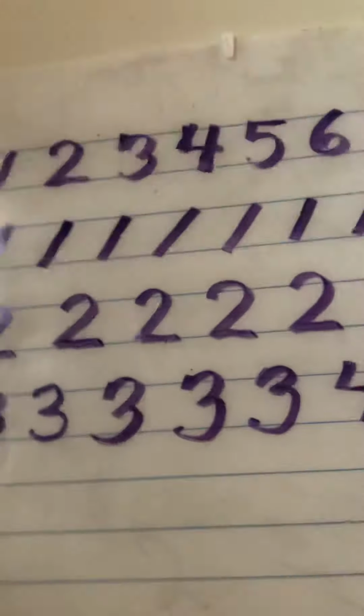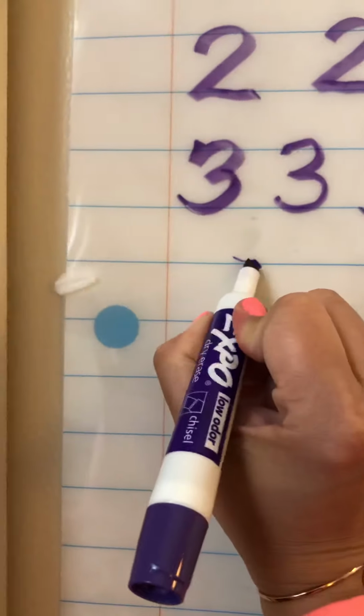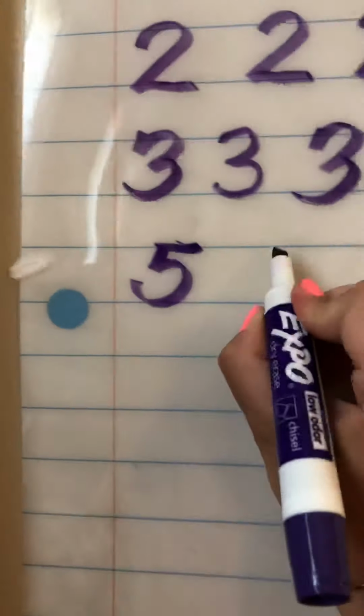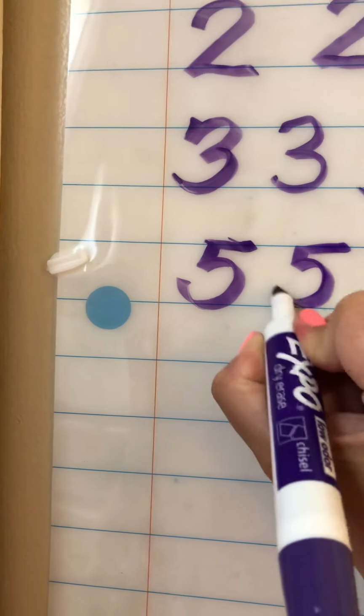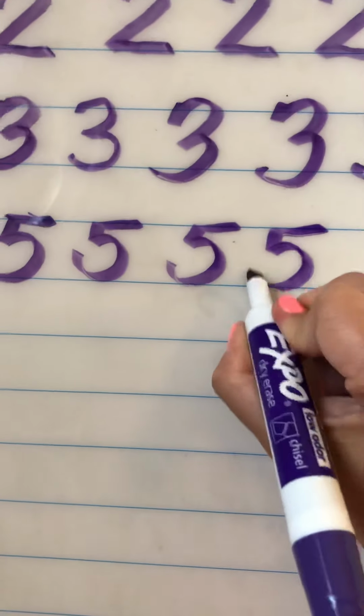Okay, so next we have our number 5. So we're going to do a line over, down, and around, over, down, and around. So you can practice tracing and writing those 5s today.